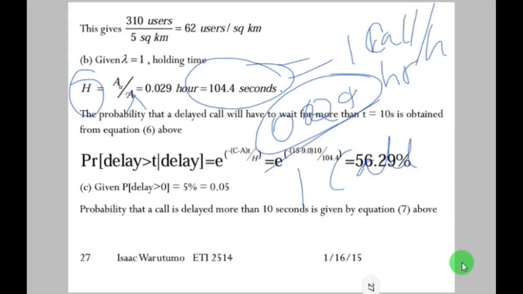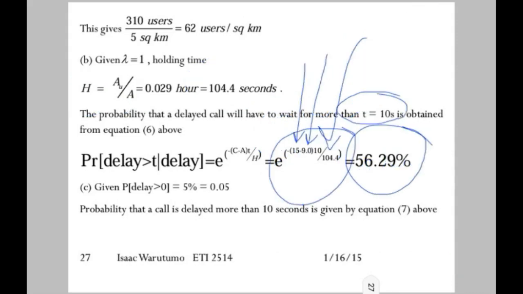The probability that a call will have to wait for more than 10 seconds is obtained. That is, the probability that calls are delayed for more than 10 seconds is given by this one. This is not the ratio of all the calls. This is the ratio of only the calls that are delayed. So when you are unlucky to be delayed, the probability of delay being bigger than 10 seconds is 56.29%. That means that more than half of the calls that are delayed are delayed more than 10 seconds.